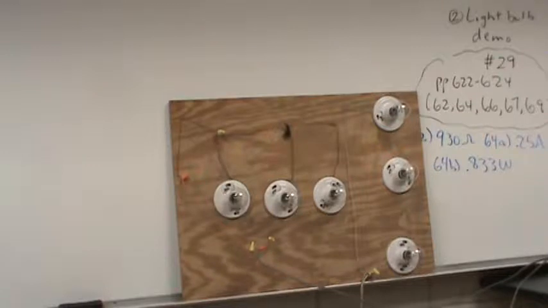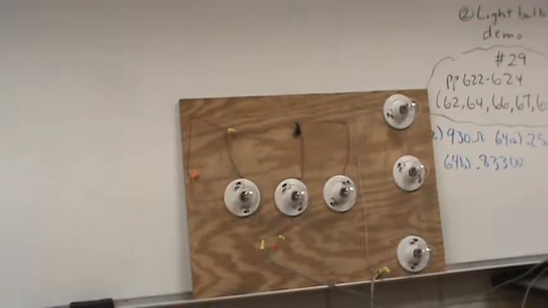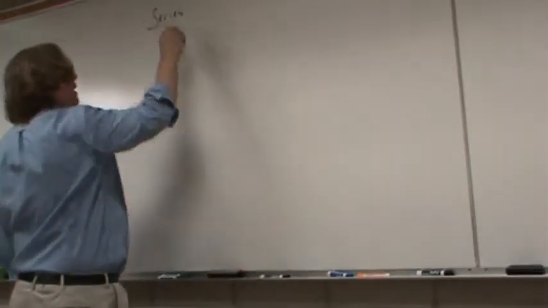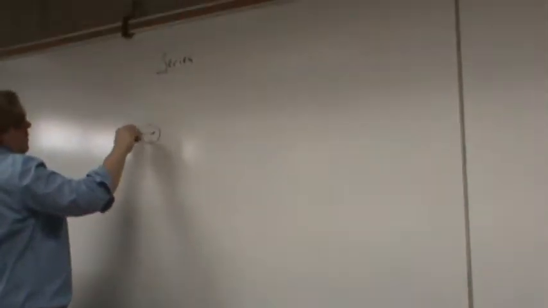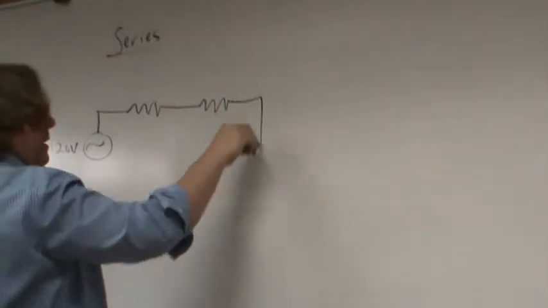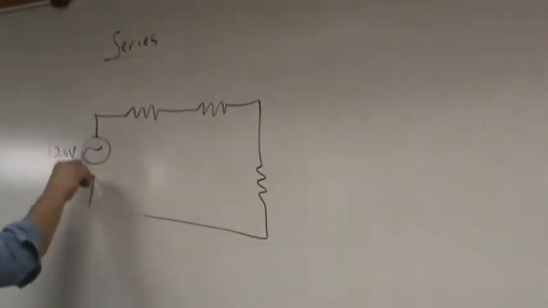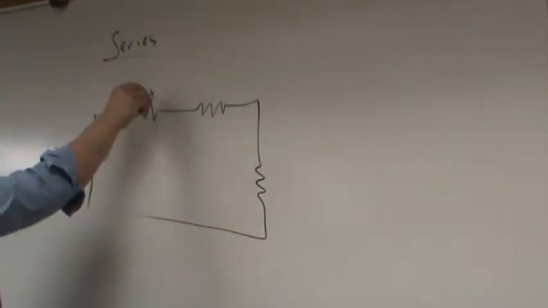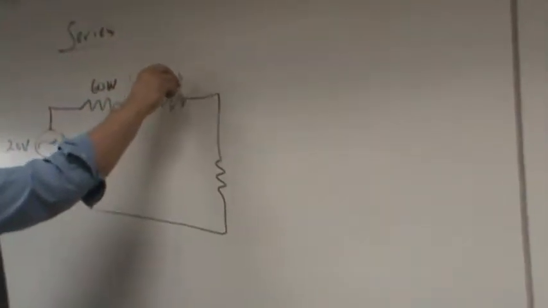I have two circuits here, a series circuit and a parallel circuit. Here's what the series circuit looks like. You've got your 120 volt source, and then you've got your 3 light bulbs hooked up in series with each other. Each of these light bulbs is a 60-watt light bulb.